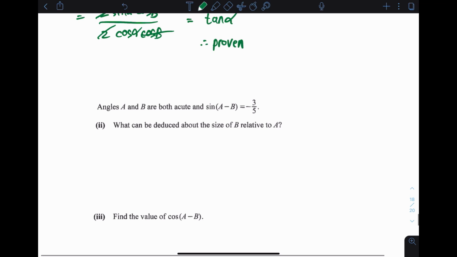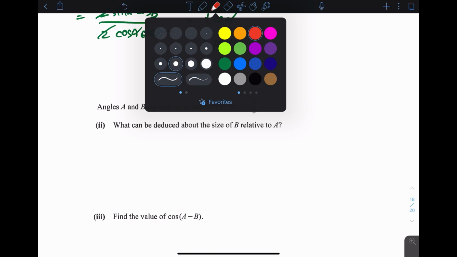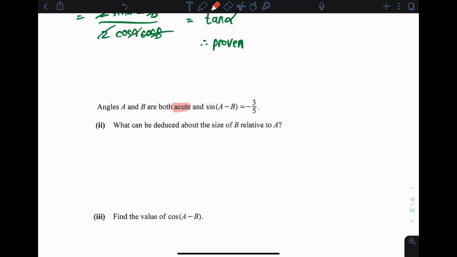Okay, next, angles A and B are both acute angles. If they are acute angles, meaning they are in quadrant 1, such that sine of A minus B is negative 3/5. Now, sine is naturally negative only in quadrant 3 or quadrant 4. So A minus B is either in quadrant 3 or quadrant 4. However, please take note that A and B are both acute angles. In that case, it's only possible that we end up somewhere in quadrant 4.